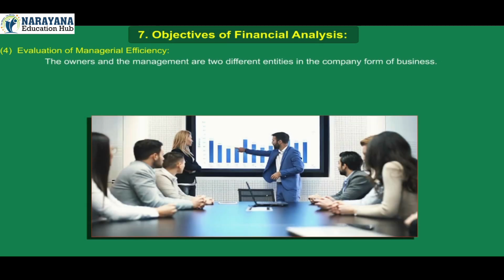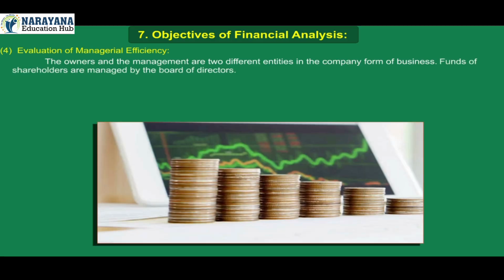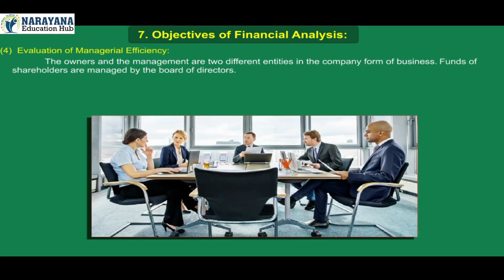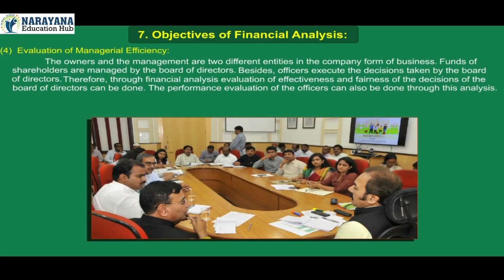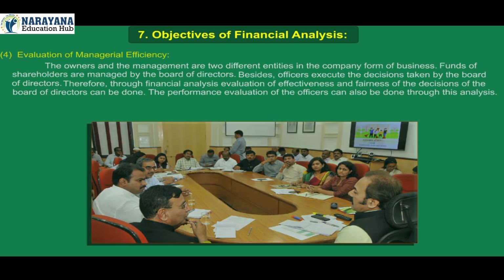4. Evaluation of managerial efficiency. The owners and the management are two different entities in the company form of business. Funds of shareholders are managed by the board of directors. Besides, officials execute the decisions taken by the board of directors. Therefore, through financial analysis, evaluation of effectiveness and fairness of the decisions of the board of directors can be done. The performance evaluation of the officers can also be done through this analysis.